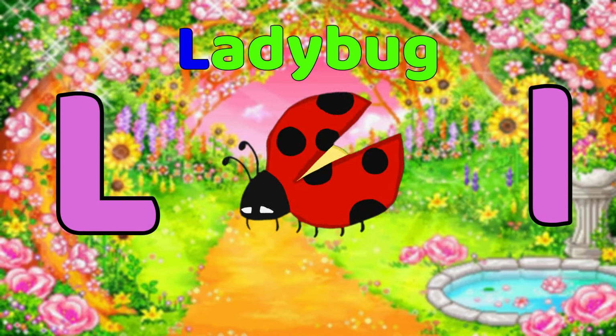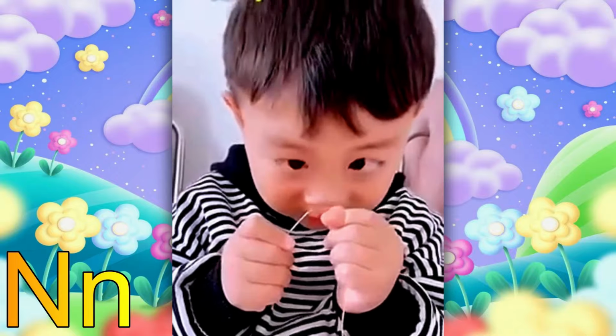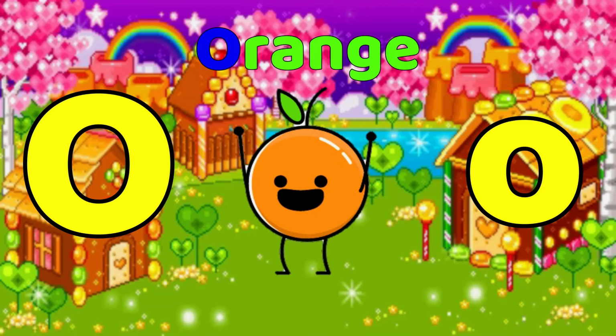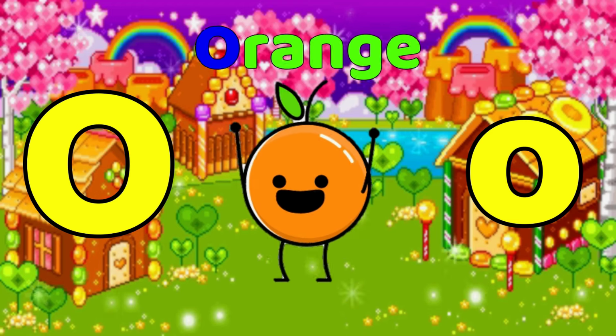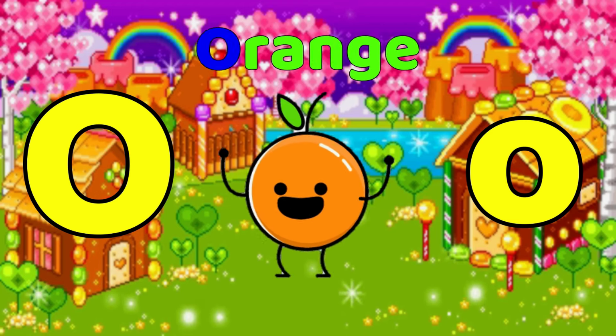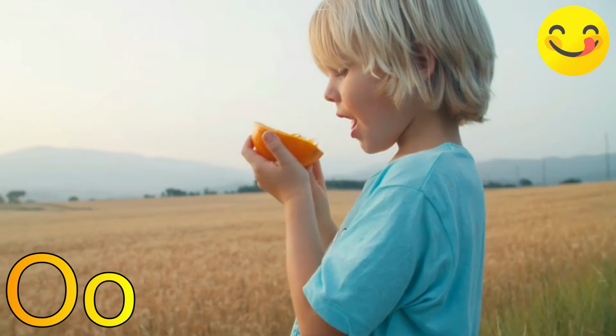L, ladybug. M is for monkey, monkey. M, monkey. N is for needle, needle. N, needle. O is for orange, orange. O, orange.